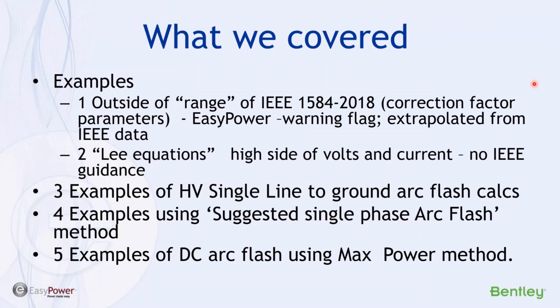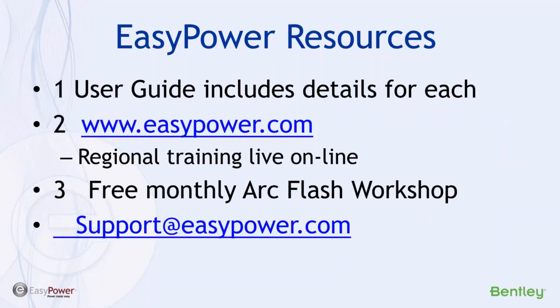So what we've covered is the different cases of short circuit and arc flash required calculations that are outside the range of 1584. Talked about Lee equations as the upper boundary, although it's conservative. We can do high voltage single line to ground arc flash calculations up to 800,000 volts. And we suggest an application of a single line arc flash result and a DC arc flash result. So hopefully you got something from this. I'll check my questions one more time and hope you have a good day.